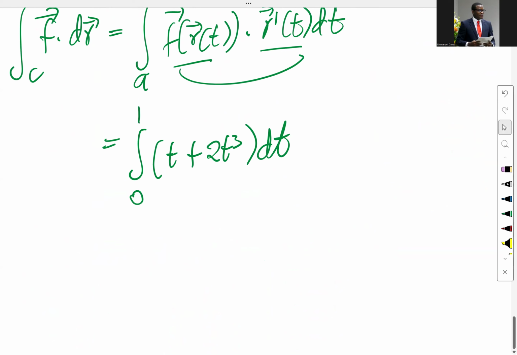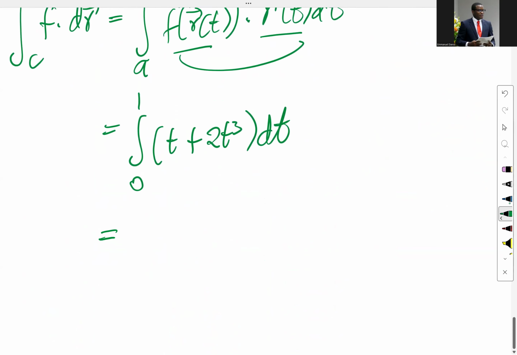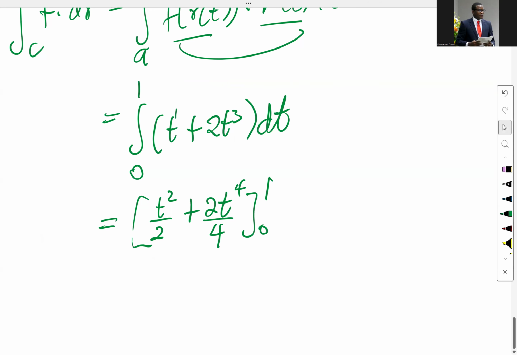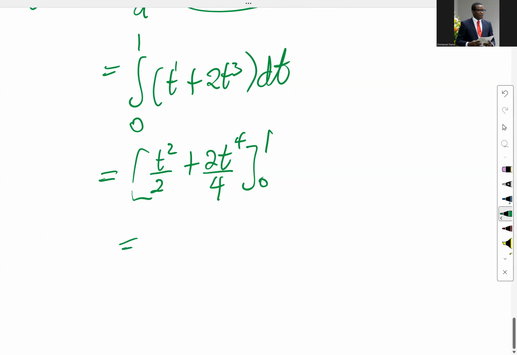So then it looks like a normal thing to integrate now. Here we integrate t raised to power 1, so that's t squared divided by the new power of t. Then the next one, you have 2t^3, add 1 to that, that's 4, divided by the new power 4, and that has to be evaluated from 0 to 1.